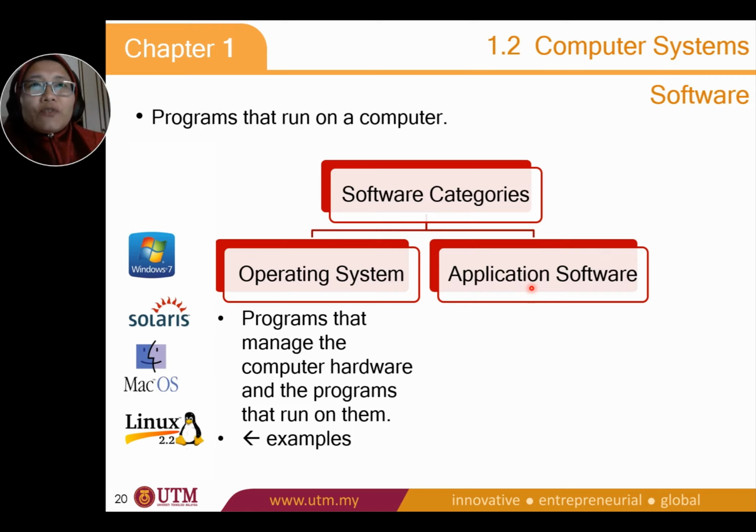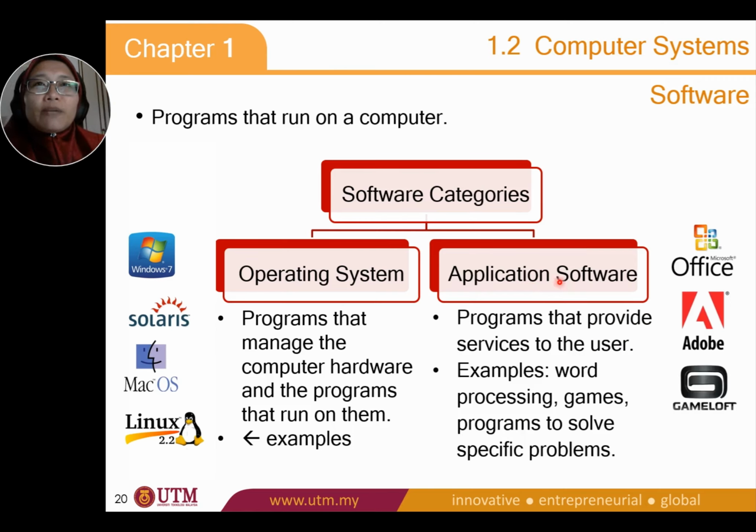Okay, what about application software? So what is application software? Application software are programs that provide services to the user, right? So these are the things that you install on your computer for you to do things on your computer. So Microsoft Office, we all know this, Adobe, and Gameloft.